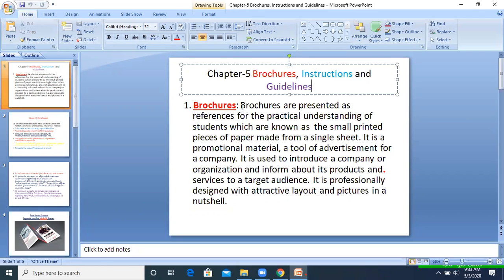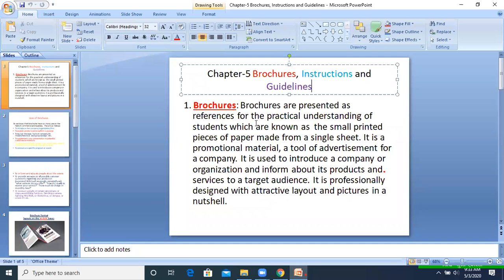Brochure, especially. I would like to request Amisha Thapa, please read out what the brochure is here on the screen. Please unmute. While speaking, you have to unmute. This is a rule. Brochures are presented as reference for the practical understanding.